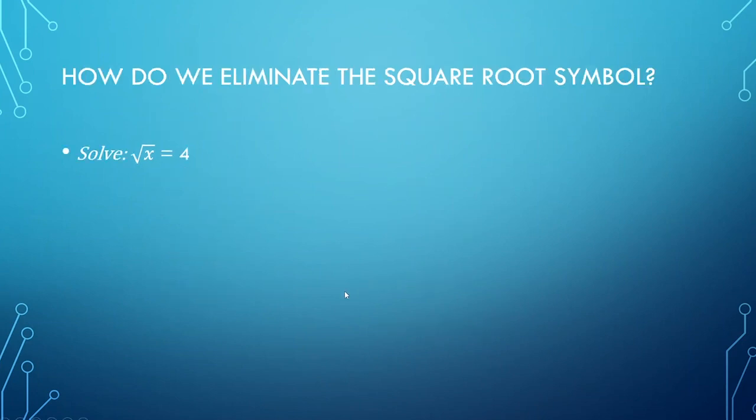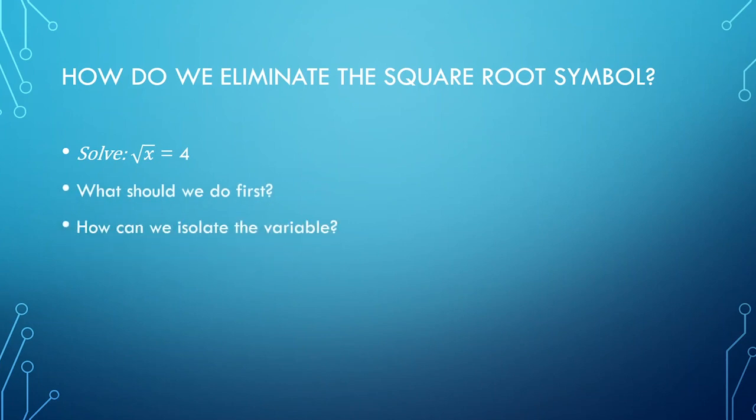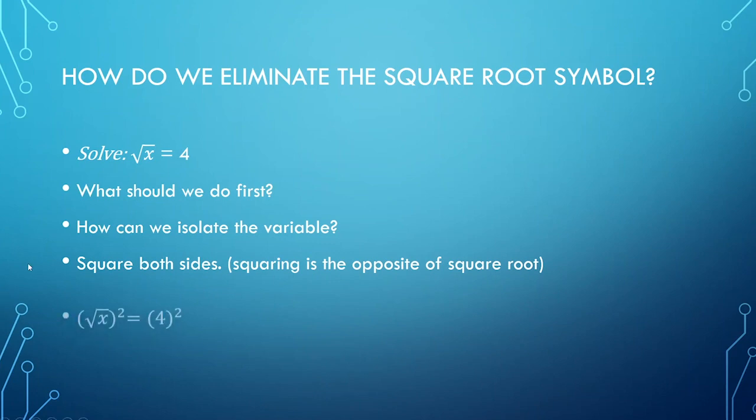So how do we eliminate the square root symbol? So here's your example. Solve the square root of x equals 4. What should we do first? Well, how can we isolate the variable? First thing first, you want to square both sides. Keep in mind that squaring is the opposite of taking the square root. So the opposite of the square root of x is to square it, raise it to the power of 2. And remember, just like any other equation, whatever you do to one side, you have to do to the other side. You want to keep it equal and balanced.